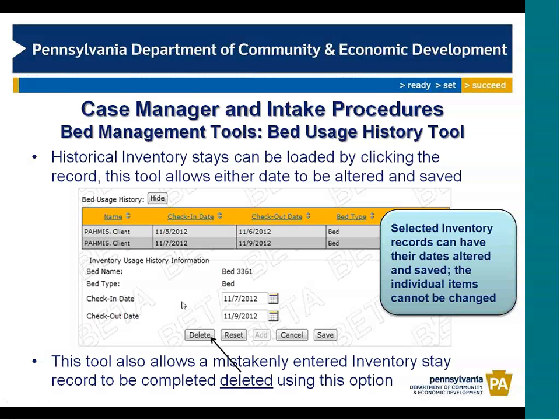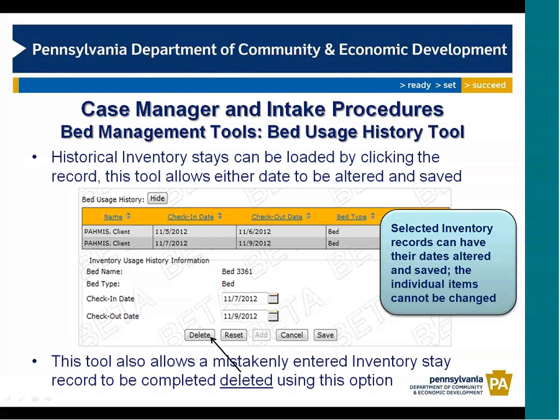Now, at this time, the system doesn't allow you to change any inventory items, so if they're put in the wrong inventory item, we recommend you delete it and re-enter it. We'll actually show you that process. We also have the ability to add stays within this tool. But if you do change any inventory stay dates, either the check-in or check-out date, the system will still perform that overlap validation to make sure that neither the client nor the item they are in will cause any overlaps, as we talked about earlier.